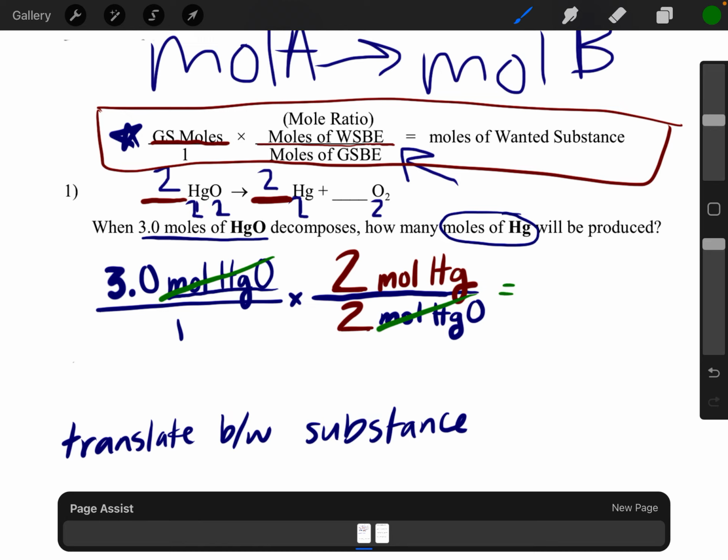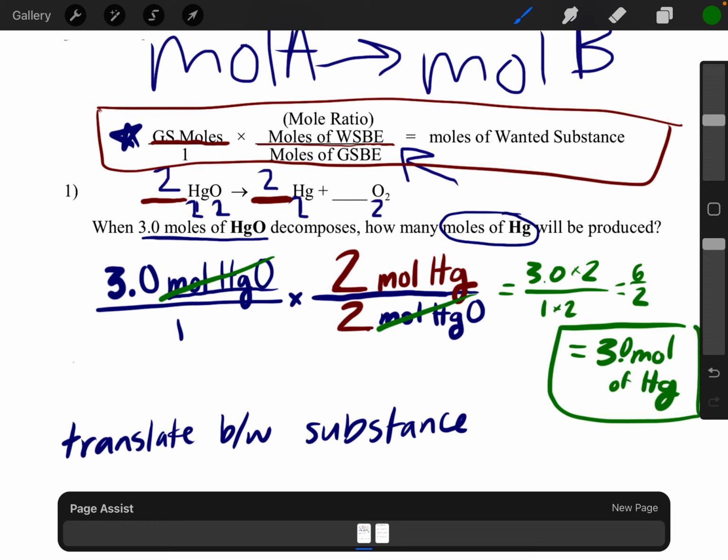And so what you do in stoichiometry, you just multiply across the top. So we're going to say 3.0 times 2, divided by 1 times 2. So that becomes 6 divided by 2, which really equals 3 moles of mercury. Okay, so that's how you convert from moles of one substance, like mercury oxide, to moles of another, like mercury.